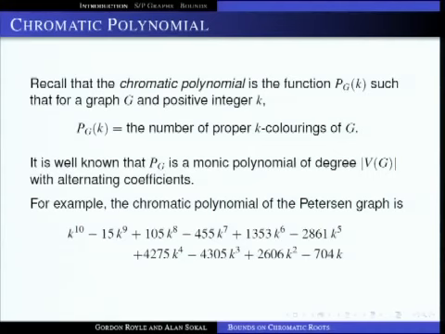Okay, we all know what the chromatic polynomial of a graph is. It's the polynomial that counts the number of colorings of the graph. And we know that the chromatic polynomial is a monic polynomial. It has alternating coefficients. And there's an example of a chromatic polynomial.